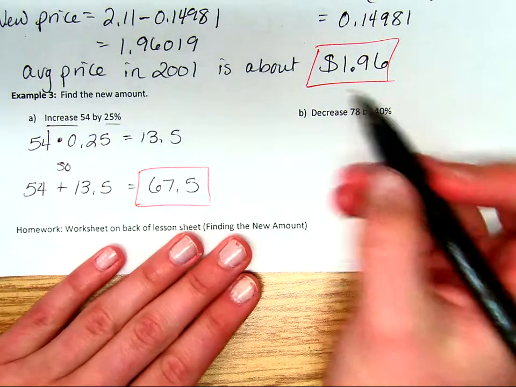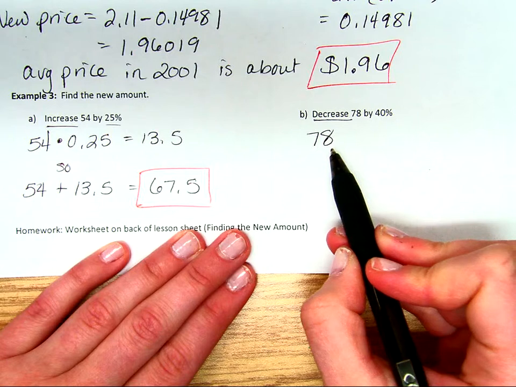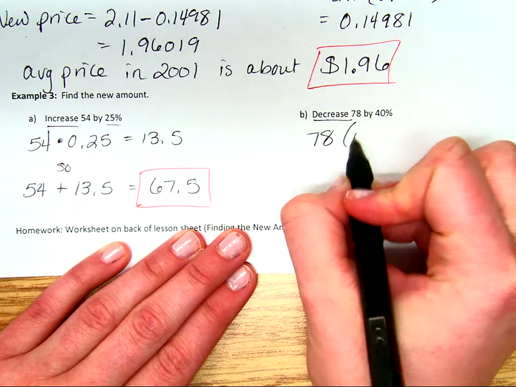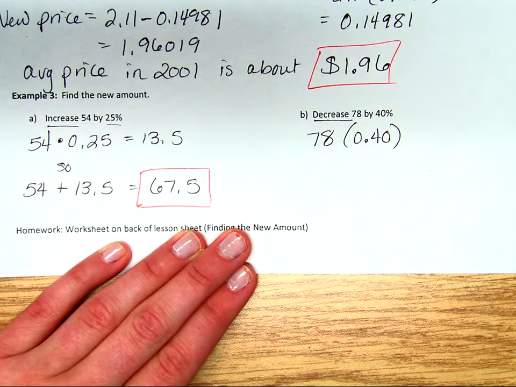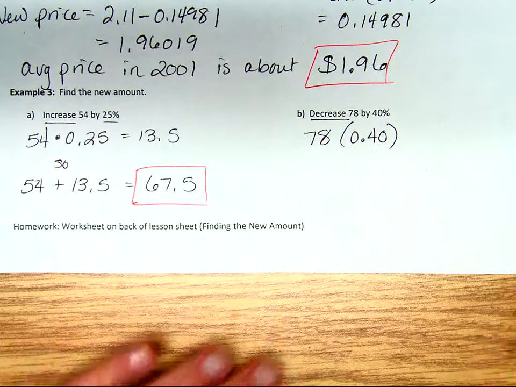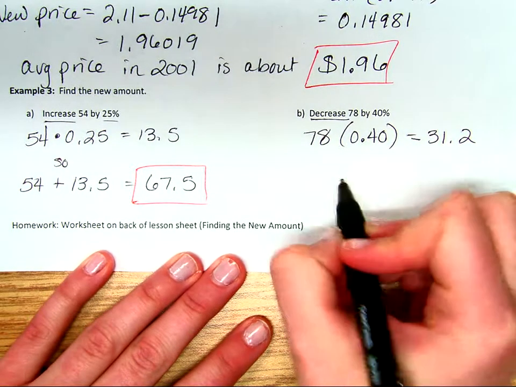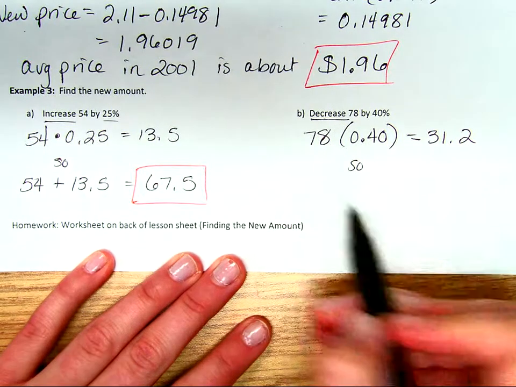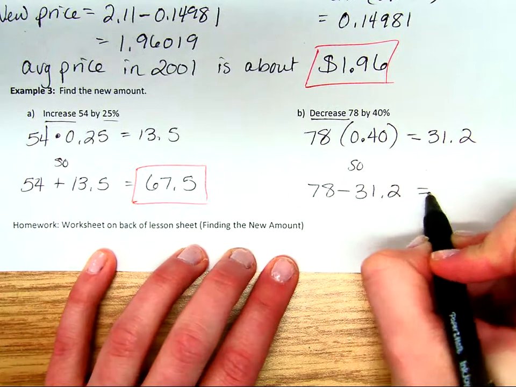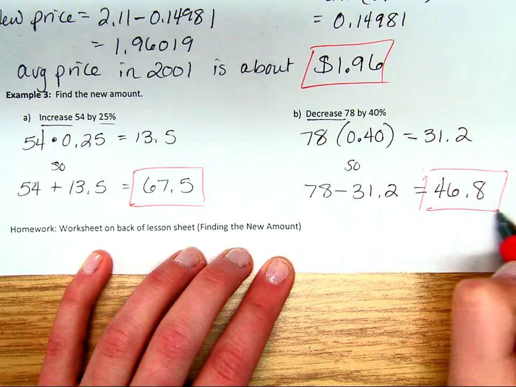Now let's decrease. So this time I'm decreasing 78 by 40%. So I need to first find 40% of 78. So I'm going to take 78, multiply it by 40%, which is 0.40. You can use either multiplication, with the dot or the parentheses. They mean the same thing. When I multiply that, I get 31.2 on my calculator. So since I'm decreasing, I need to subtract. I'm going to take 78 and subtract 31.2. So my new amount is 46.8. And I'm done.